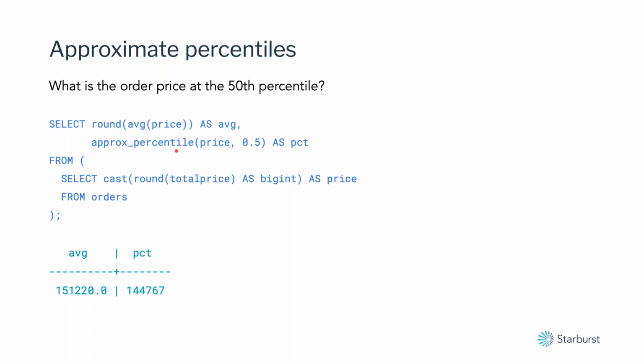So if we run this query, what's our average order price? And then what's the order price in the exact middle? We can see that the average is 151,000, and the one approximately in the middle is 144,000. So we can see that they're pretty close, which means at least at the 50th percentile, we have a pretty normal distribution.